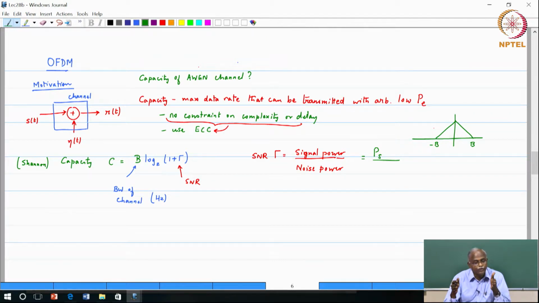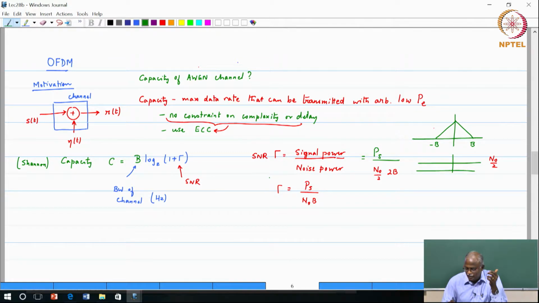So how much noise goes in? Your noise spectral density times minus B to B. Noise spectral density is often denoted as N0 by 2 watts per hertz. So what is the bandwidth that goes in? It is N0 by 2 into 2B, that is the same as PS by N0 into B. This is my definition or underlying definition of the SNR.